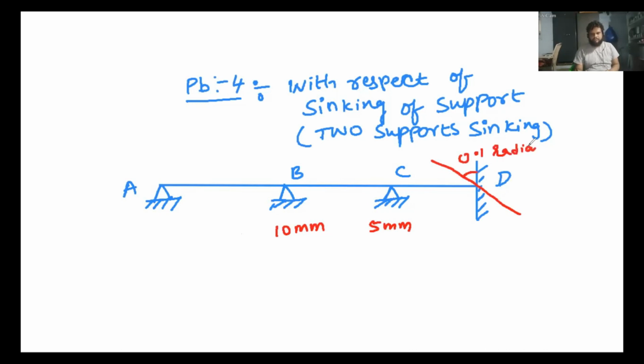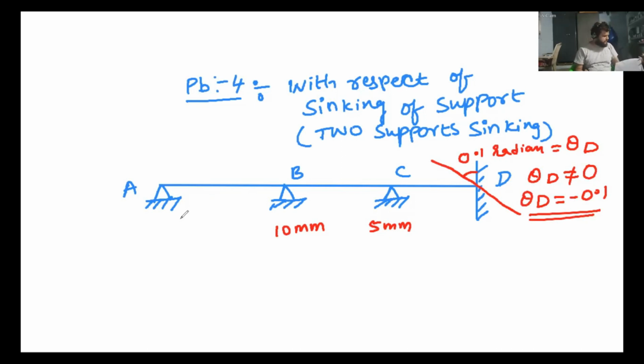So what is this 0.1 radian? This is directly equal to theta D. If this rotation is not there, our theta D will become 0. Now theta D is not equal to 0 because in the question they have directly given this as 0.1 radian, that also anti-clockwise. So theta D will become minus 0.1. So directly the theta D value is given. Now what values you have to find out? You have to calculate theta A, theta B and theta C.